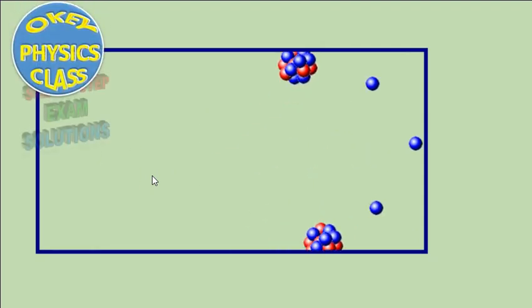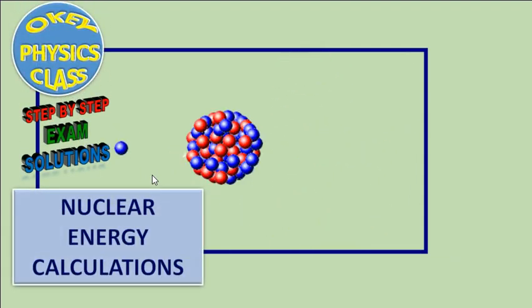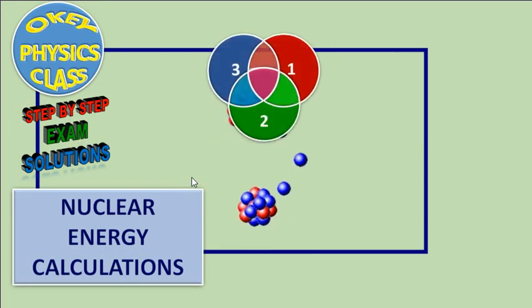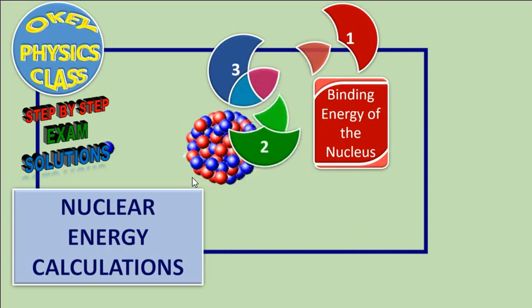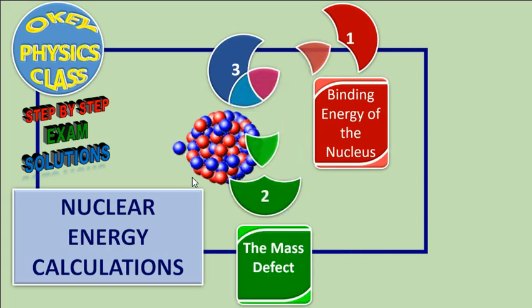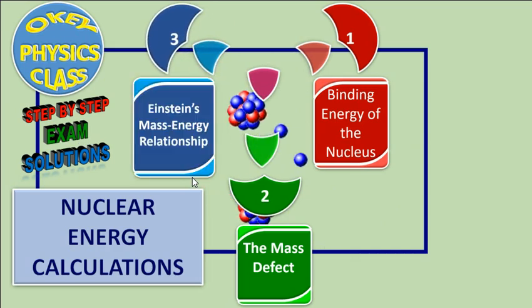Okay, physics class, step-by-step exam solution to nuclear energy calculations. In this presentation, we will be studying the following. Number 1, the binding energy of the nucleus. Number 2, the mass defect. Number 3, Einstein's mass-energy relationship.